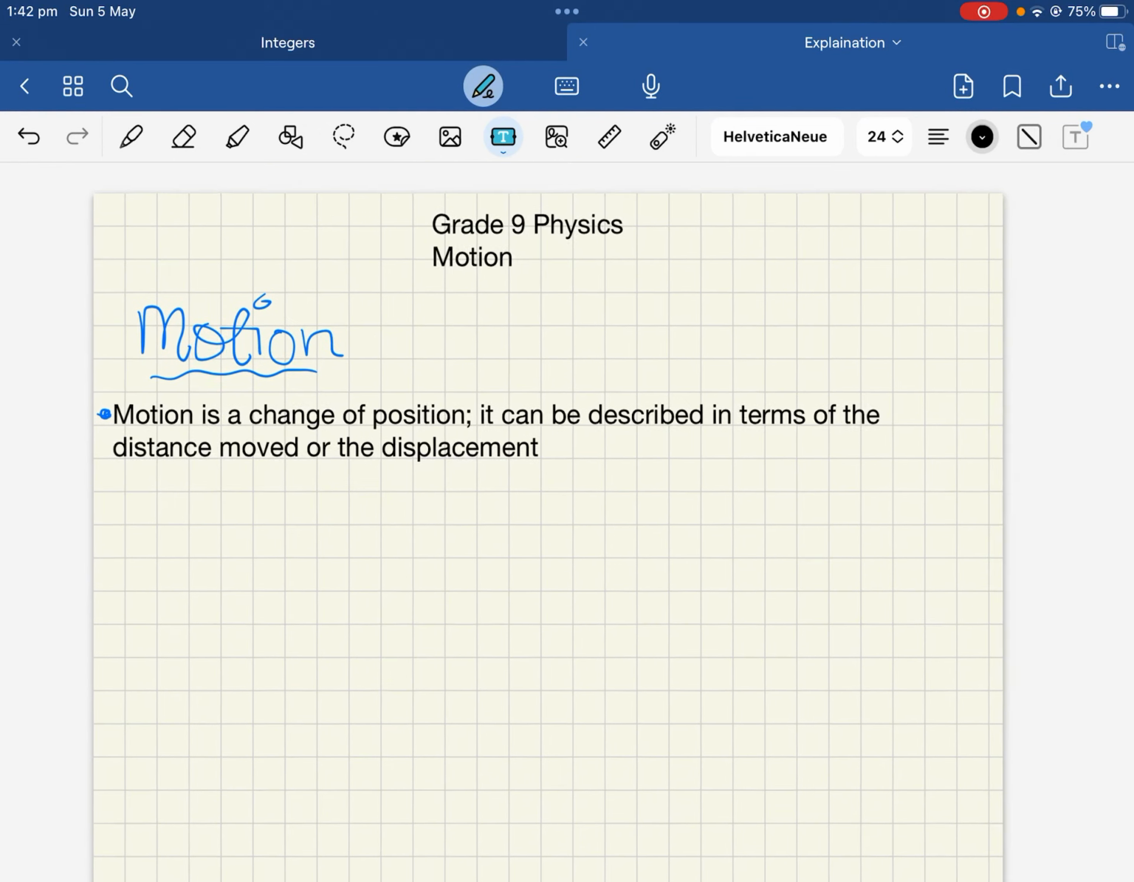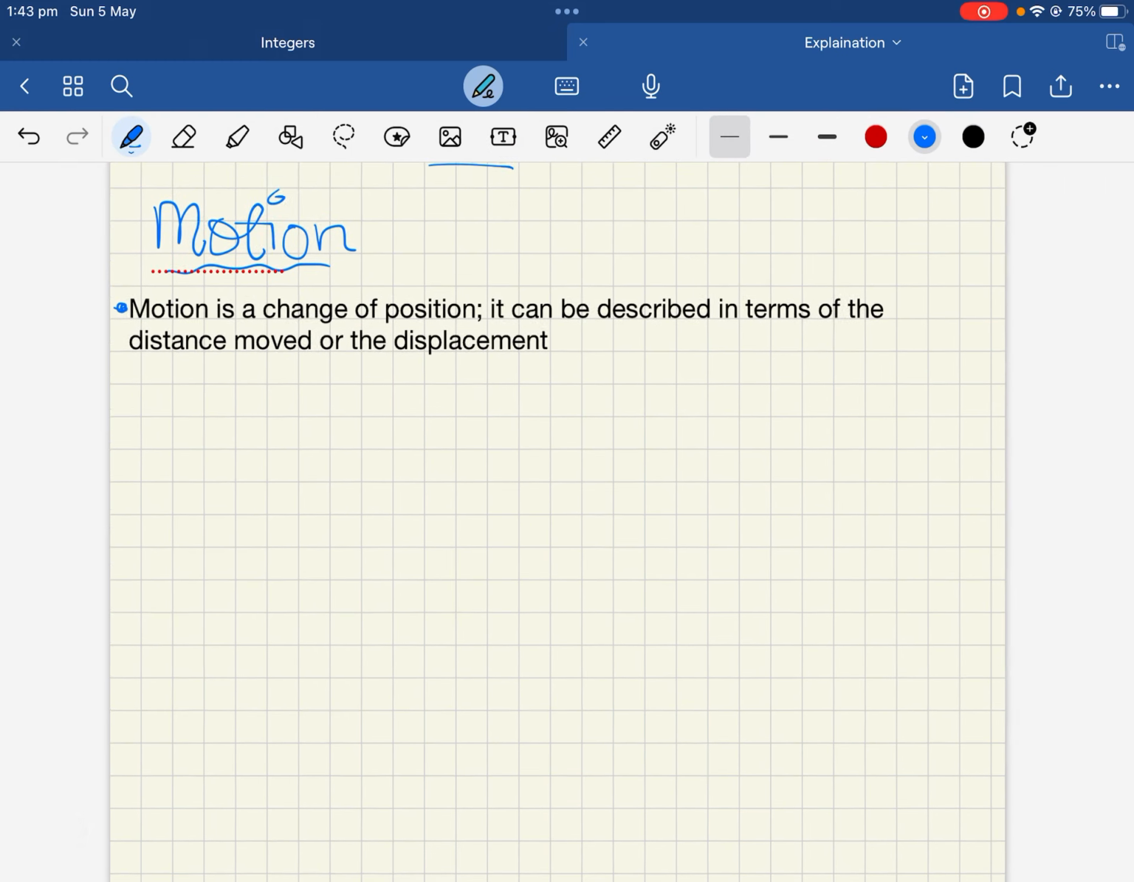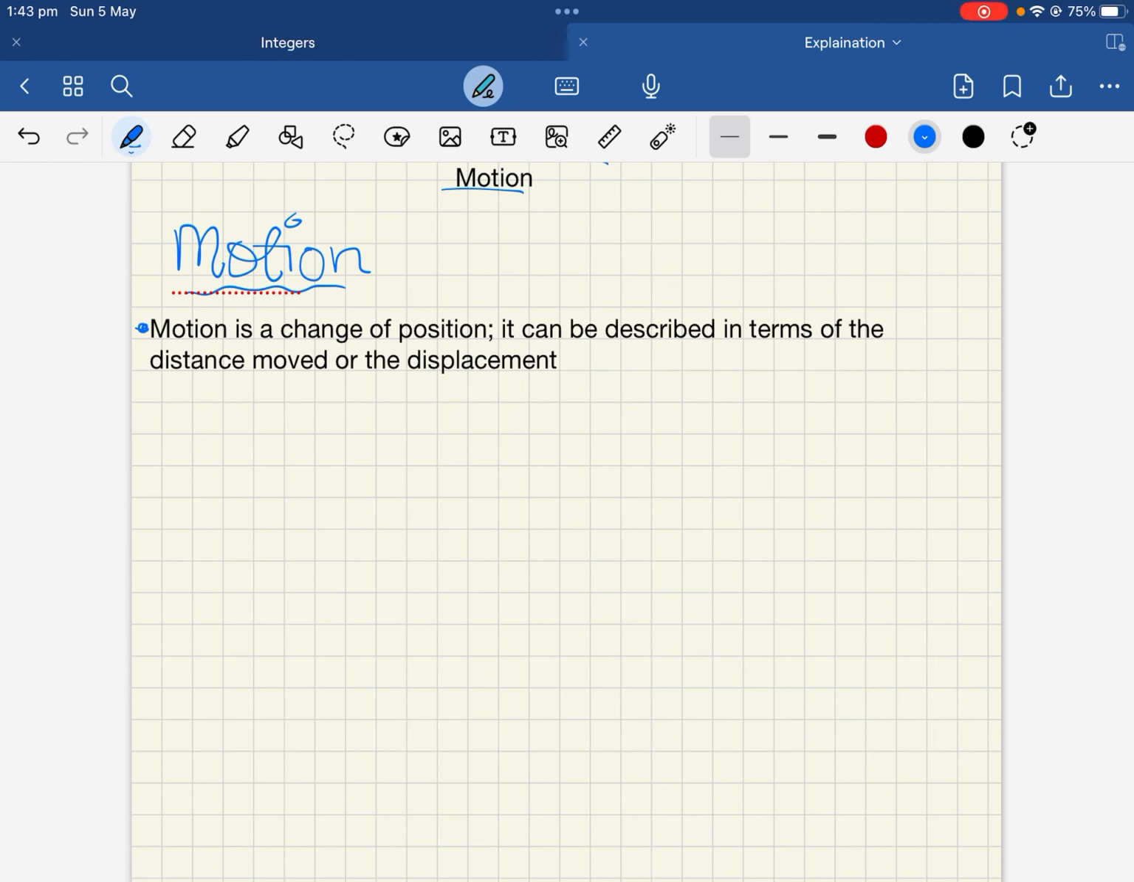Hello everyone, today we will be learning about the grade 9 physics chapter, that is motion. First we will learn about the definition of motion, and we will learn about vector quantity, scalar quantity and motion along a straight line. This is an introduction session. Another session will be releasing soon about uniform and non-uniform motion and measuring the rate of motion. Without further ado, let's get started.